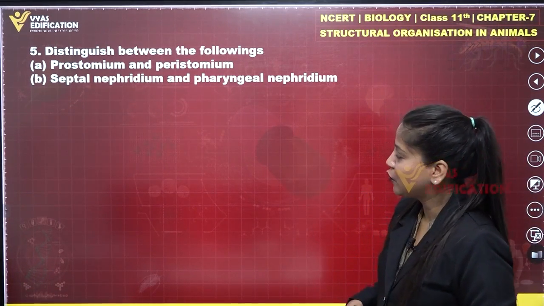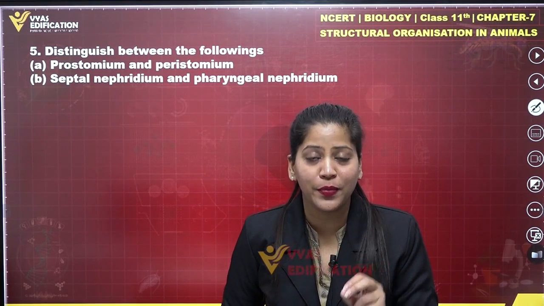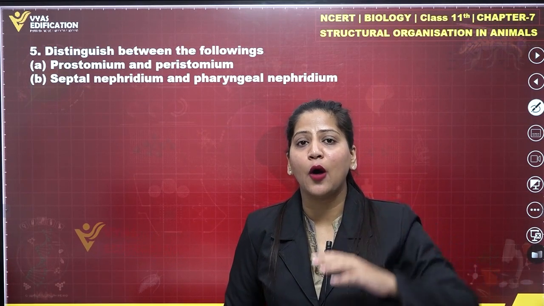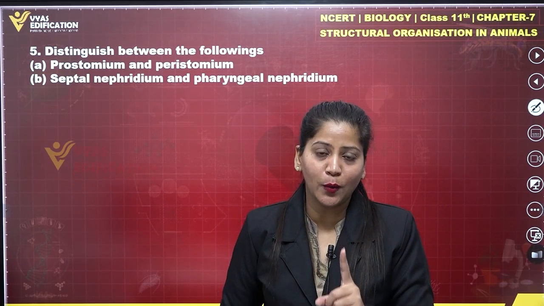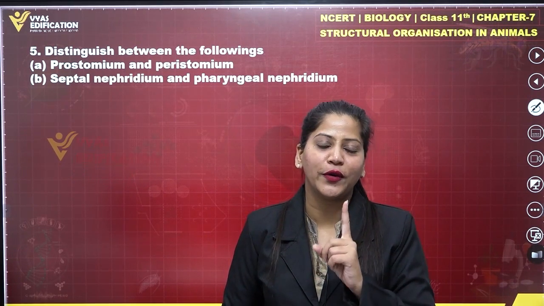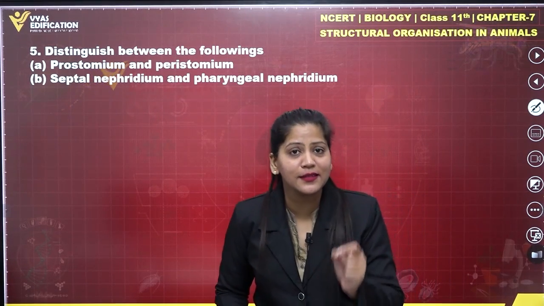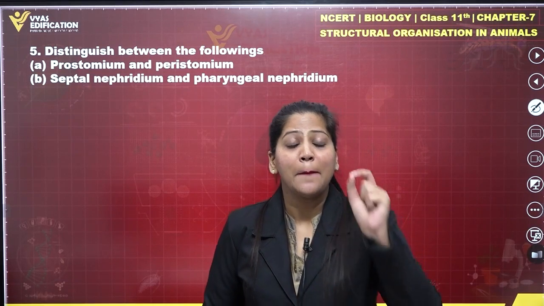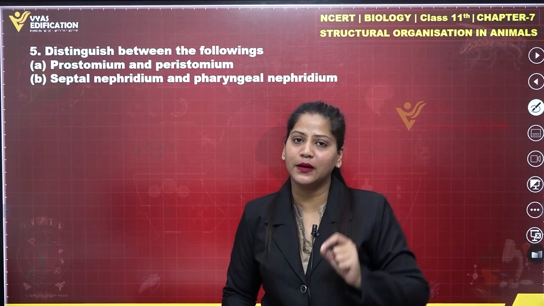If we talk about prostomium, then what is prostomium? It is actually a fleshy lobe. Prostomium is a fleshy lobe which overhangs the mouth of an earthworm. And what is peristomium? Peristomium is the first segment of the body of an earthworm.